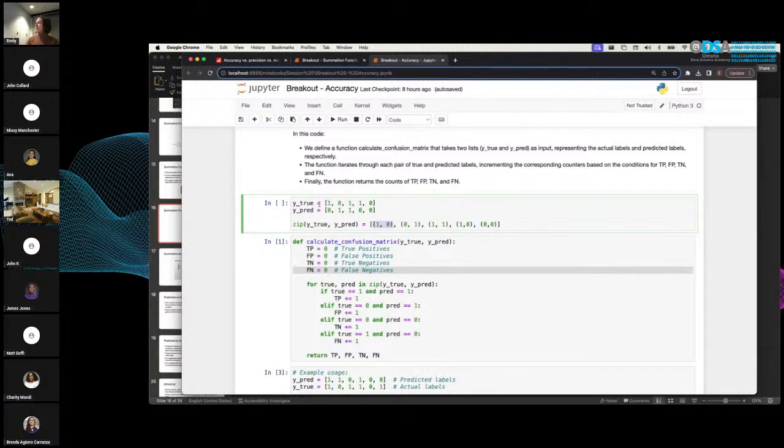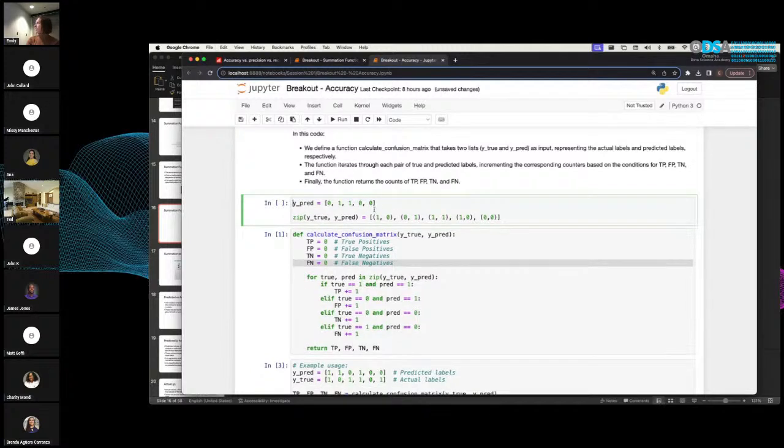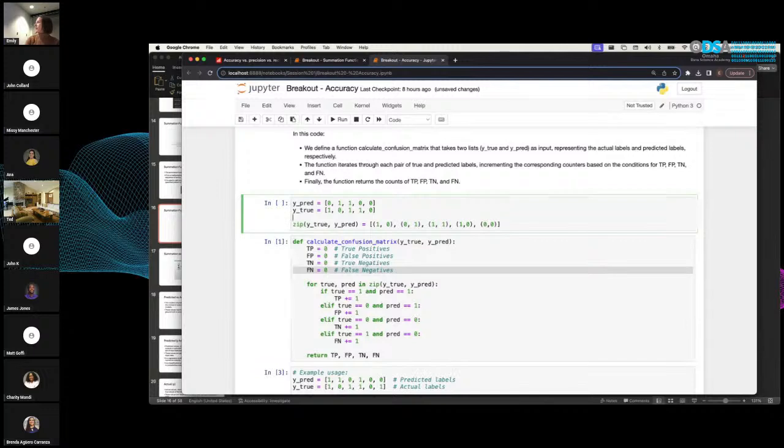And this is a false negative because we predicted that it was 0, but in truth, it was 1. Sorry, I actually prefer to look at these with y pred on top. That's just a me thing. There we are. It's a false negative. We predicted 0, but in reality, it's 1.